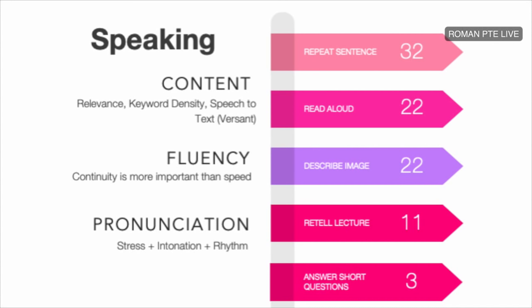After repeat sentence, the next important question is read aloud, which carries 22 points. After read aloud, the next question is describe image.